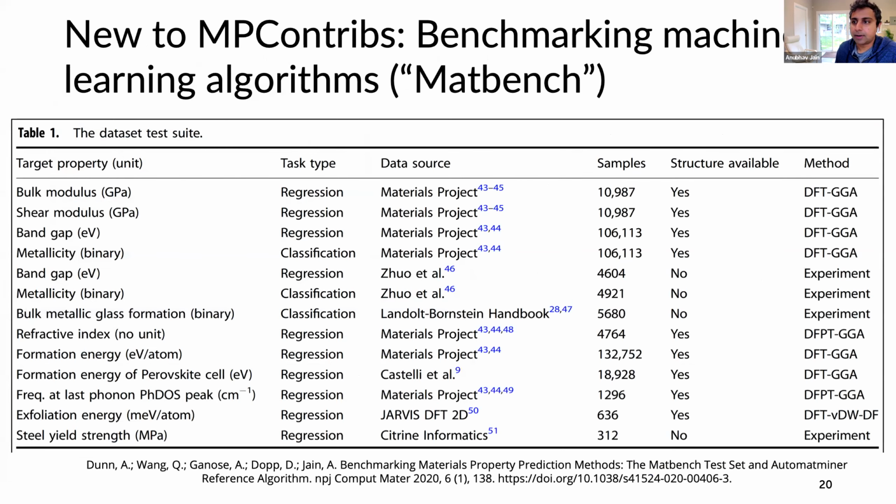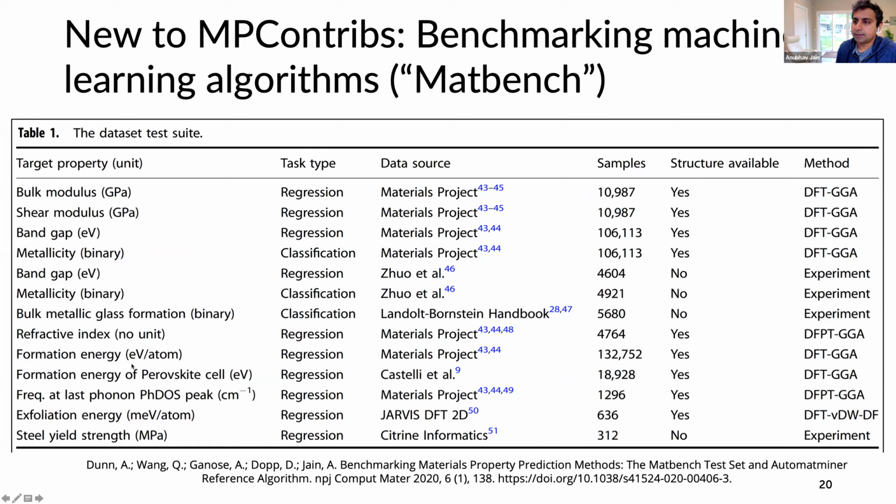I mentioned also that part of MPContribs is about machine learning. This is a new capability that we've been working on for the last few months or so, called MatBench, and it's about benchmarking machine learning algorithms. As you learn about in this workshop, there are many different machine learning algorithms and tools to predict properties of materials. And it can be difficult to know, if you develop your own machine learning algorithm, how well is it working? Is it working better than what exists? So what we did is we contributed 13 different data sets. These are the 13 data sets.